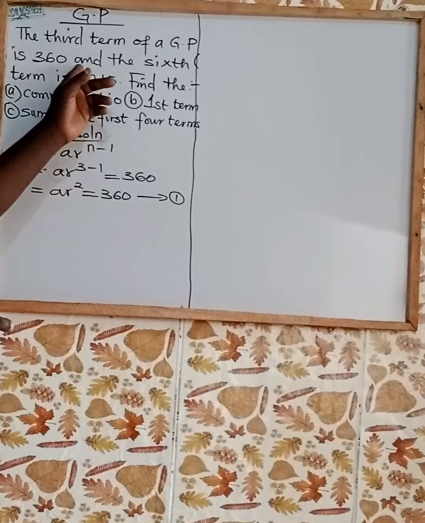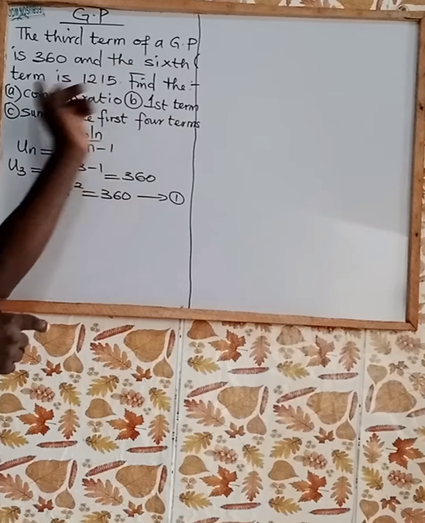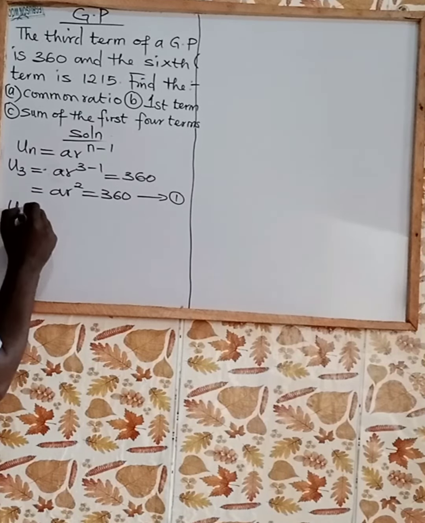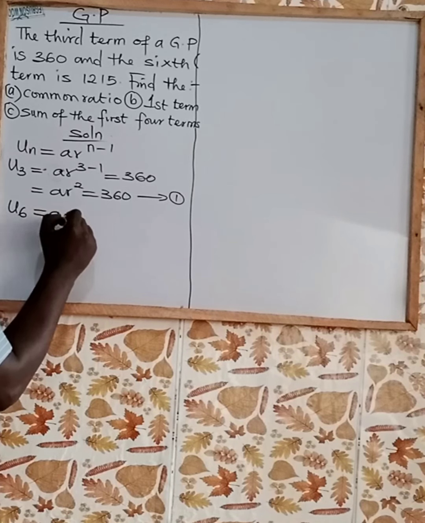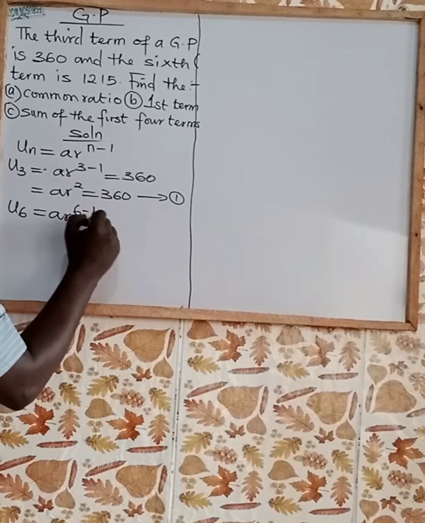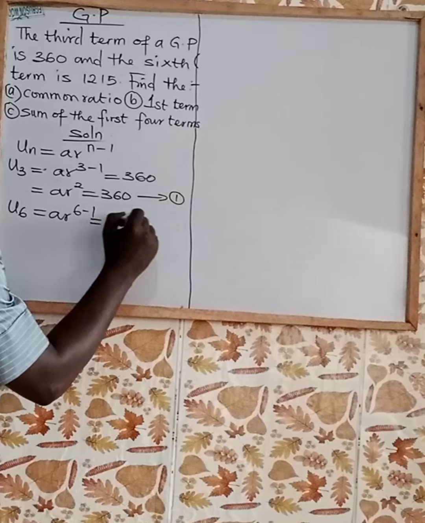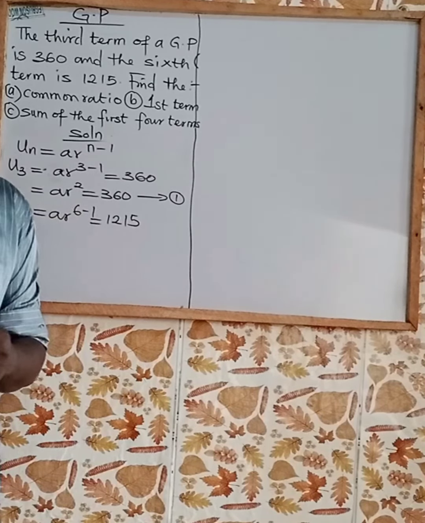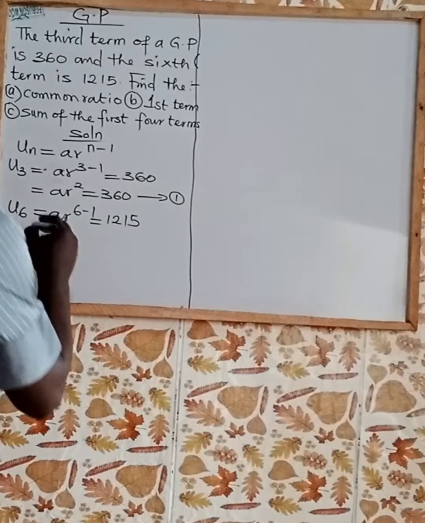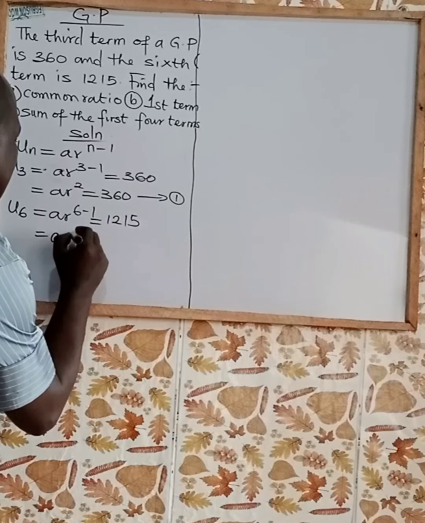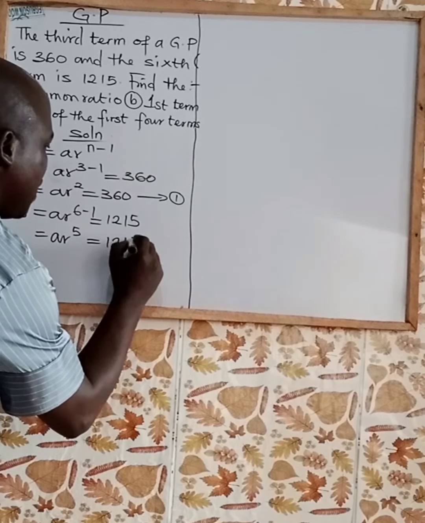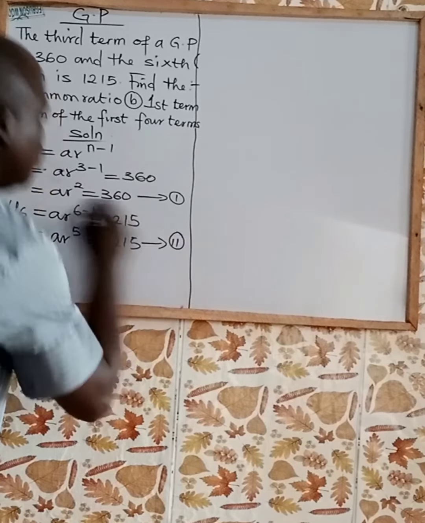And consider the second statement. We have the sixth term is 1215. That means we are going to have U6 = ar^(6-1) = 1215. Simplifying further, 6 minus 1 is 5. That means we are going to have ar^5 = 1215, equation 2.